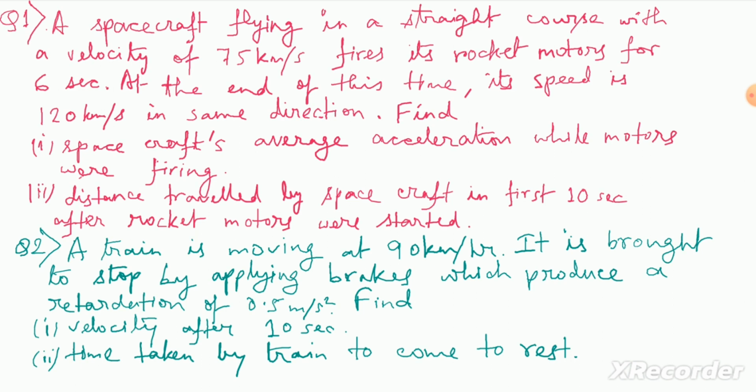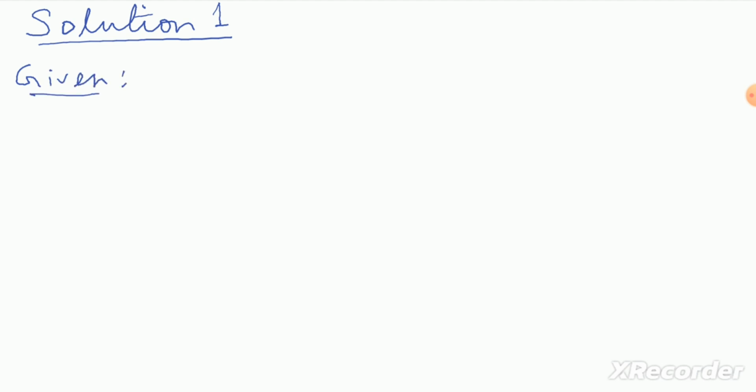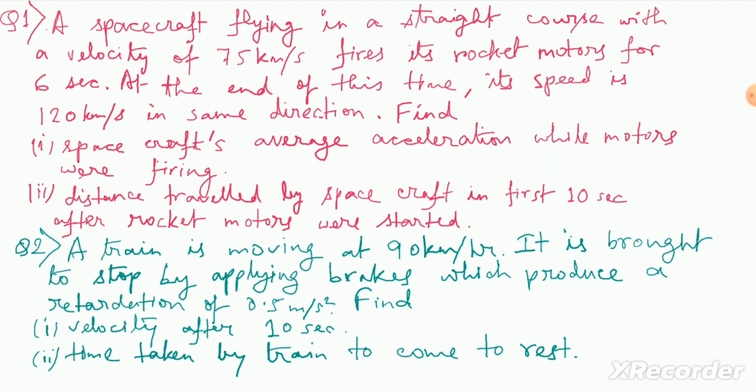A spacecraft is flying in a straight course with a velocity of 75 kilometer per second. So it has been given in kilometer per second. Initially traveling with, so as I have said, it is very important to note down the given facts. According to the question, let us first note down the facts given. So this is solution number 1. What are the facts given? First of all, the initial velocity has been given. So initial velocity is 75 kilometer per second.